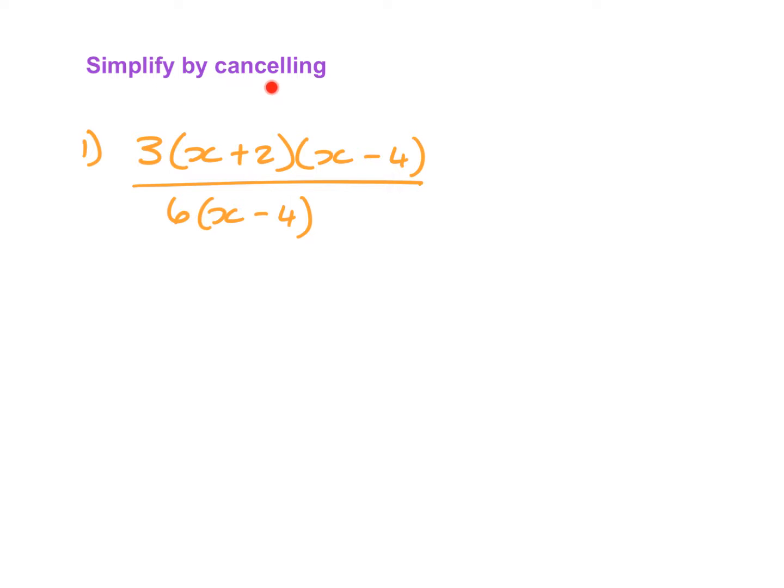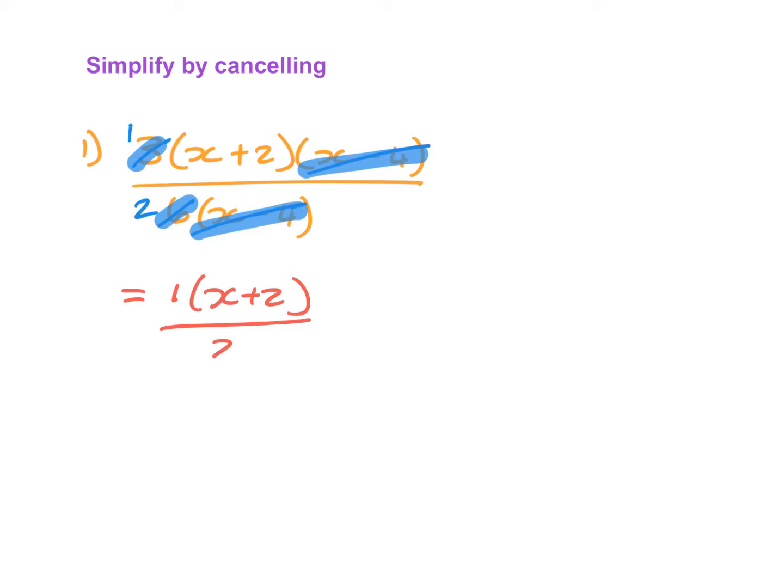In the first case, we are going to simplify by cancelling. Looking at this algebraic fraction, what do we see that is in common? I can identify that x minus 4 and x minus 4 are common, therefore I will cancel those two out. I can also see that 3 and 6 are multiples. 3 goes into 3 once and 3 goes into 6 twice. So my answer is going to be 1 times x plus 2 all over 2, and I can get rid of the 1, so my answer is x plus 2 all over 2.